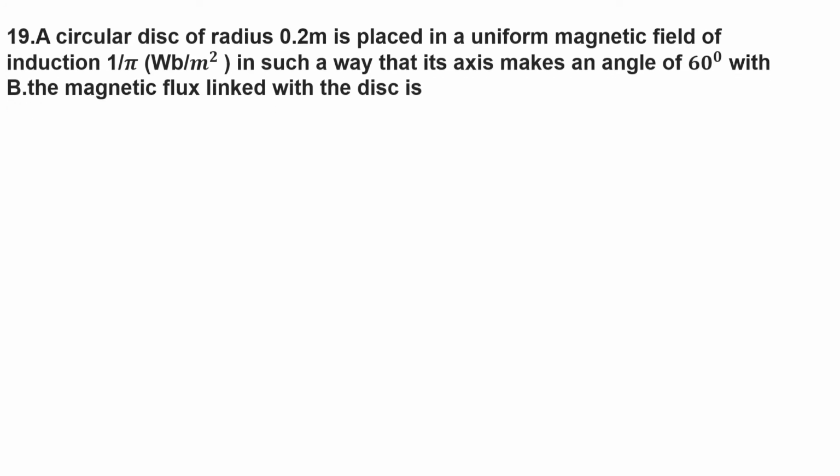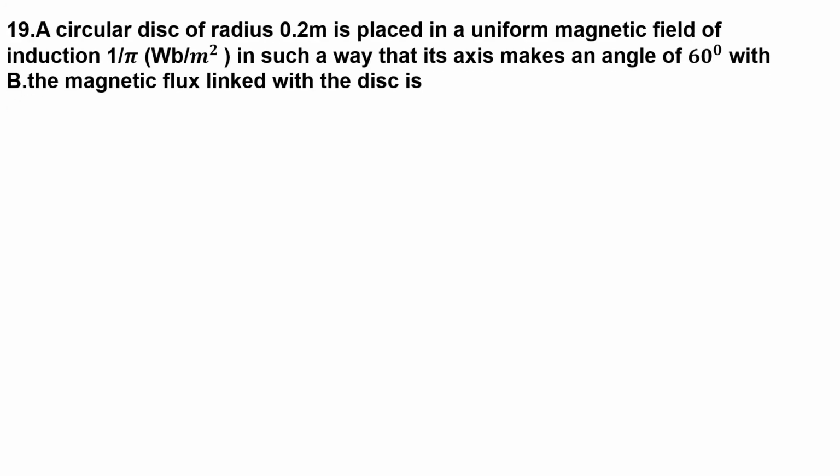Next question, 19th question. A circular disc of radius 0.2 meter is placed in a uniform magnetic field of induction 1 by pi Weber per meter square in such a way that its axis makes an angle of 60 degree with B. The magnetic flux linked with the disc is, options are A. 0.02 Weber, B. 0.06 Weber, C. 0.08 Weber, D. 0.01 Weber.